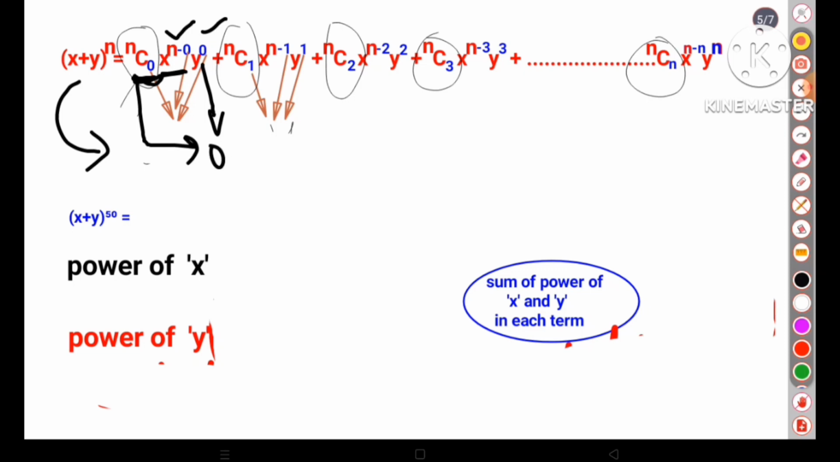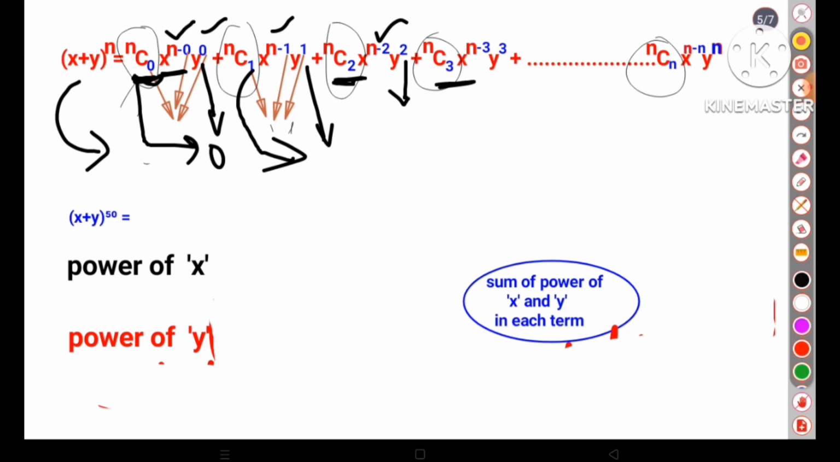Similarly, in this case, when the coefficient is nC1, then this 1 will be subtracted from the power of x and this 1 will be the power of y. Similarly, in this case, you can see that for nC2, this 2 will be subtracted from the power of x and the 2 will be the power of y.